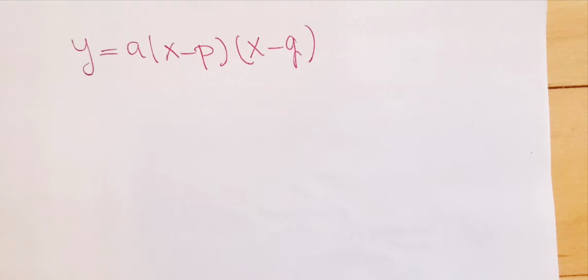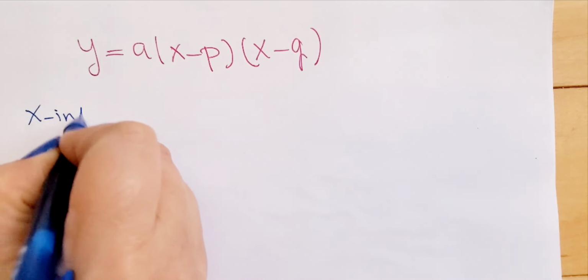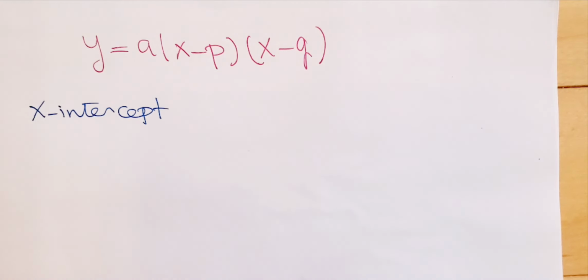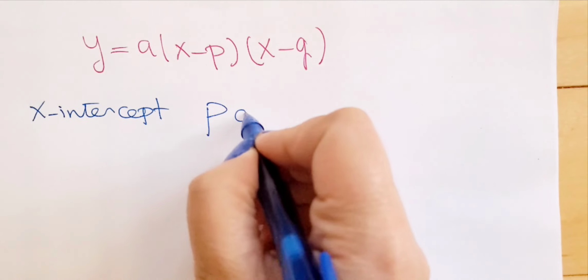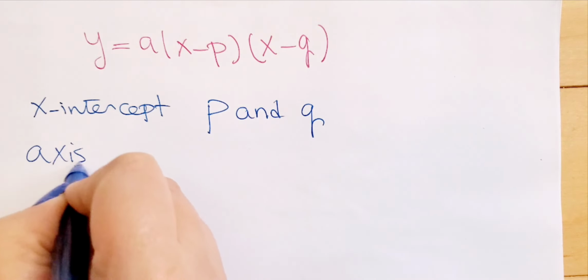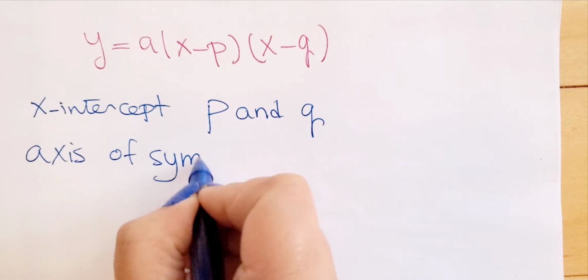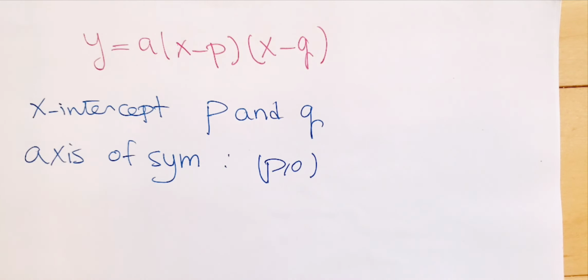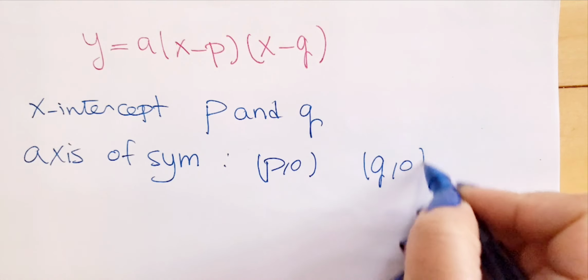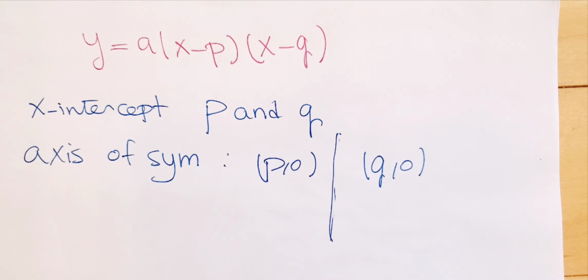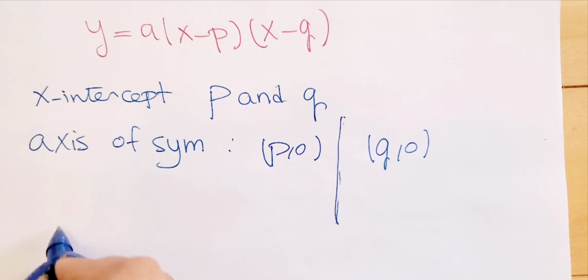In this format, the x-intercepts, that's when they meet the x-axis. So the x-intercepts are P and Q. And then the axis of symmetry would be halfway between these 2 points. So this is point number 1. This is another point. So your axis of symmetry would be halfway in between. All right? So now let's do a couple of examples.